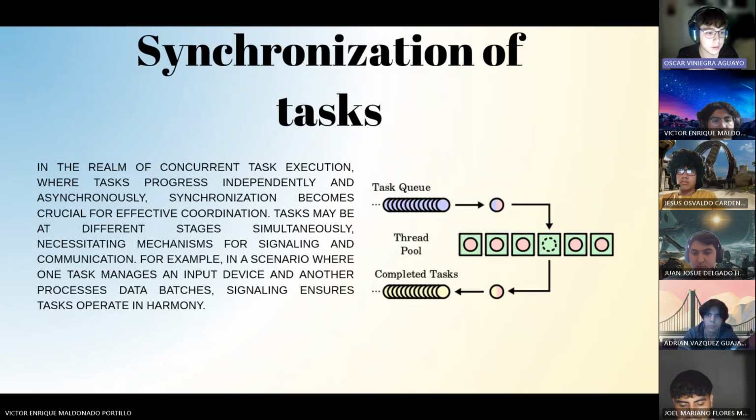Synchronization of tasks. In the realm of concurrent task execution, where tasks progress independently and asynchronously, synchronization becomes crucial for effective coordination. Tasks may be at different stages simultaneously, necessitating mechanisms for signaling and communication. For example, in a scenario where one task manages an input device and another processes data batches, signaling ensures tasks operate in harmony.